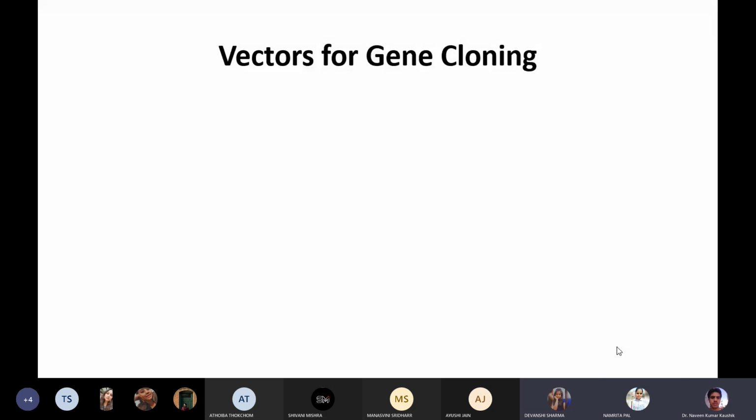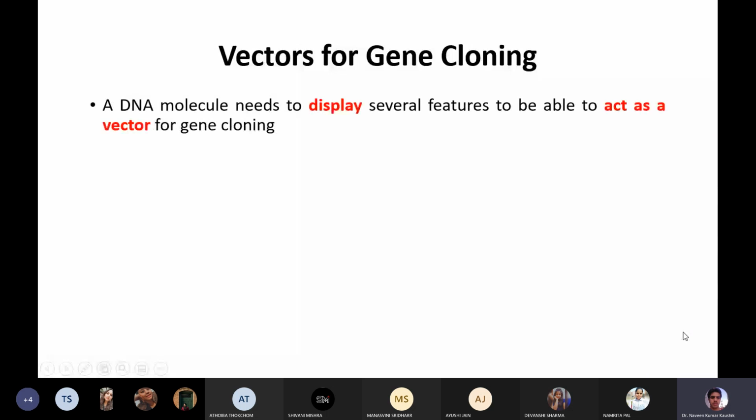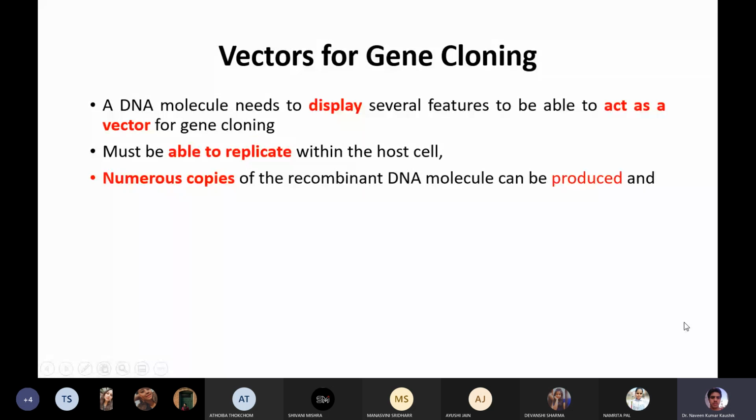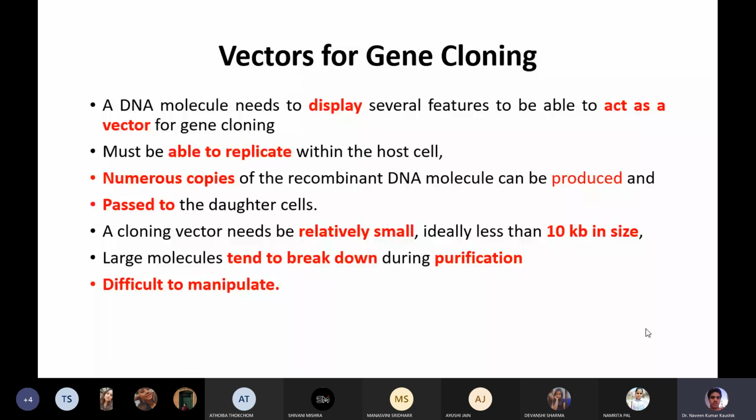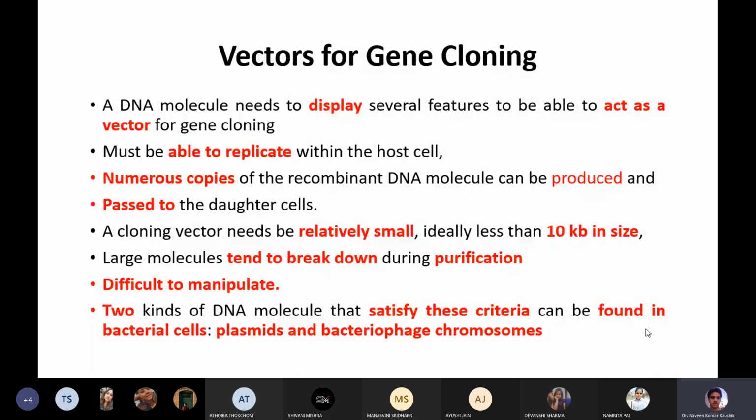Yes, sir. Okay, so in our previous class, we were talking about vectors. In that, we were talking about the different properties of a vector. So it can behave as a vector. Among the properties, it should replicate, it should be of multiple copies. Its size was also an important factor, and we can manipulate it also. And those things which satisfy these criteria can serve as a vector.